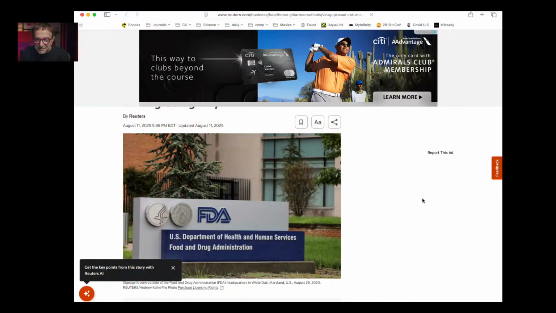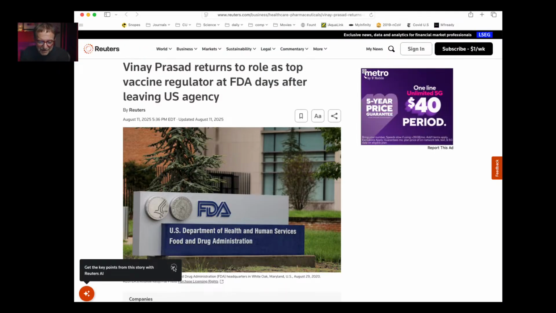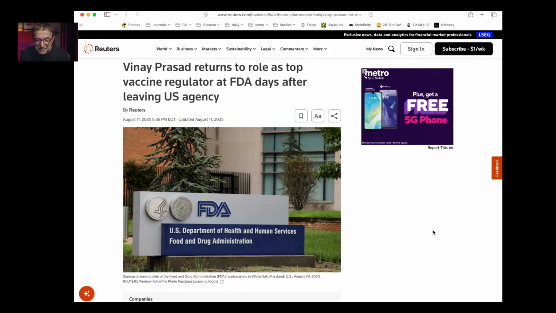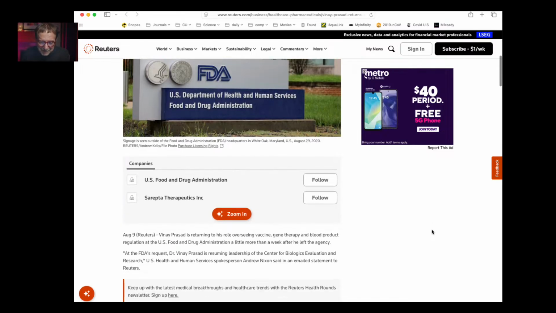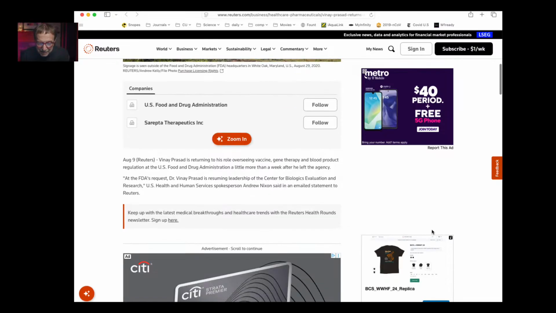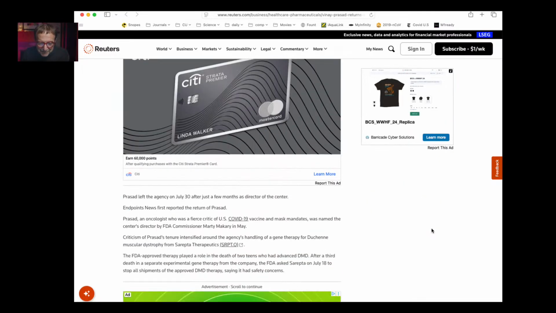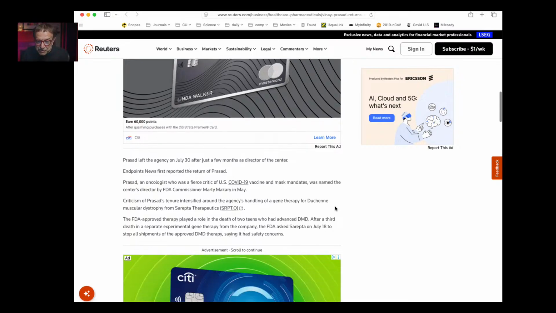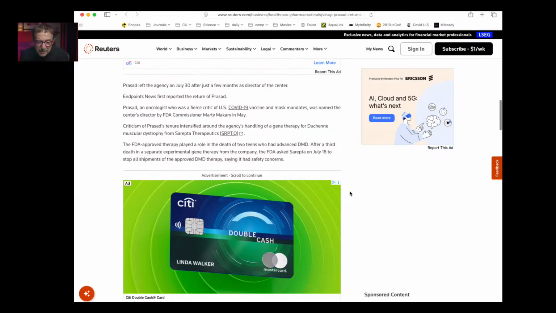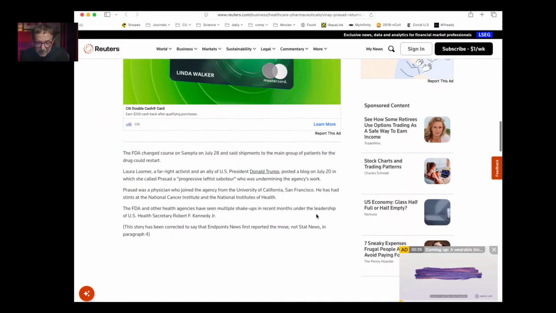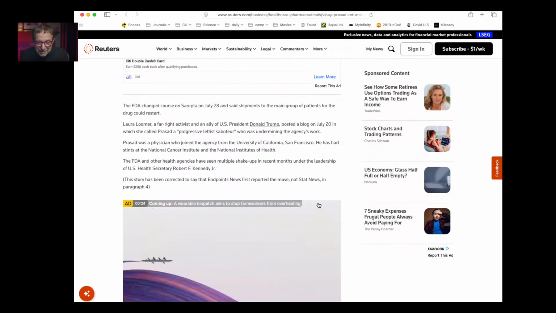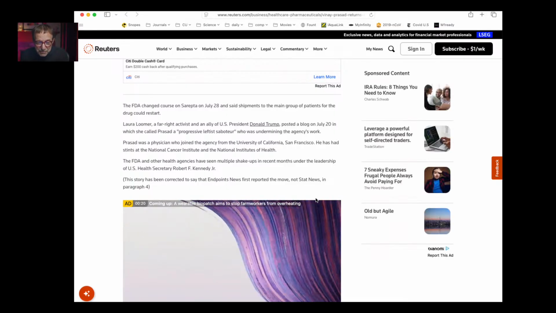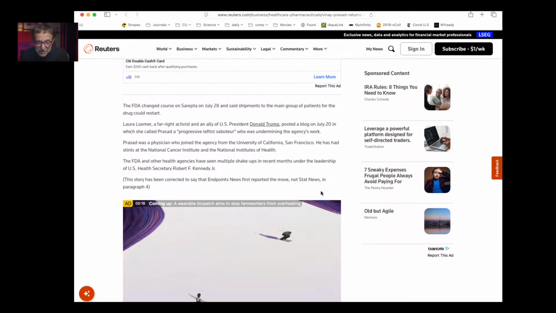Okay. The musical chairs at the FDA. Vinay Prasad returns to role as top vaccine regulator at FDA days after leaving the agency. So, a little more than a week, the FDA asked him to come back. Criticism of his tenure intensified around the agency's handling of a gene therapy for Duchenne muscular dystrophy. The FDA-approved therapy played a role in the death of 2 teens with advanced disease. After a third death, the FDA asked Sarepta, the company, to stop all shipments, then changed course later. Laura Loomer, a far-right activist and an ally of Trump, posted on a blog on July 20th that Prasad was a progressive leftist saboteur who was undermining the agency's work.